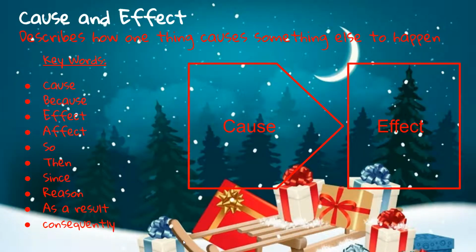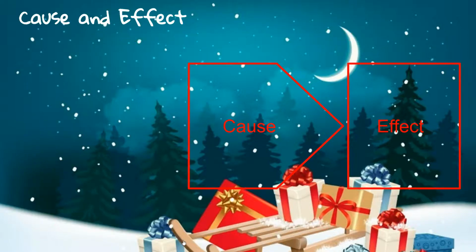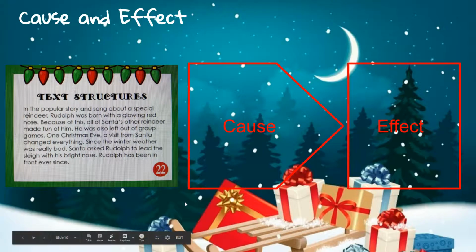Cause and effect describes how one thing causes something else to happen. Your keywords are cause, because, effect, affect, so, then, since, reason, as a result, and consequently. So let's look at this cause and effect text.